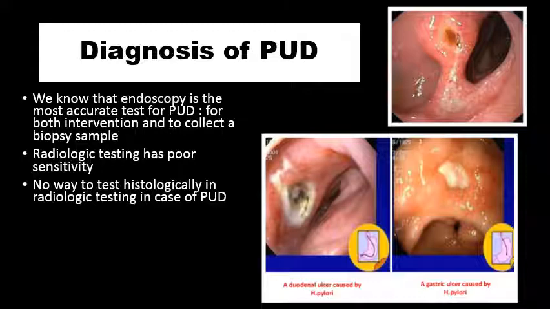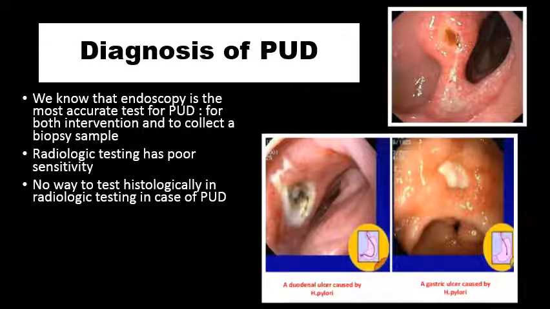That's why H2 blockers like cimetidine, famotidine, and ranitidine inhibit acid release. So, you have to just know that the parietal cells in the stomach are responsible for release of acid and are stimulated by gastrin, acetylcholine, and histamine.